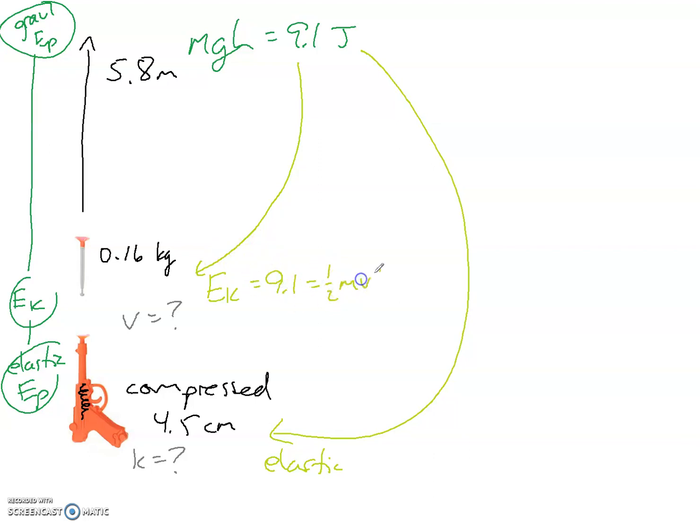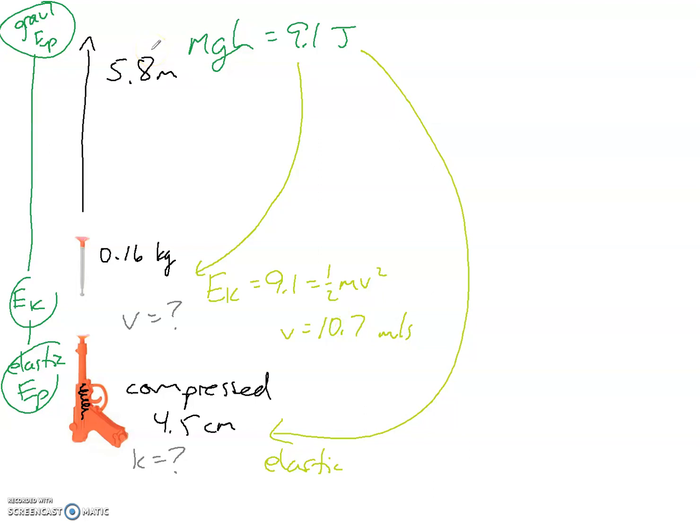That has to be equal to 1/2 mv squared. I know the mass of the dart, I know the kinetic energy, so I can easily piece this together. And do not forget to square root your answer when you get it, otherwise it's not going to work out very well. So I get a speed of approximately 10.7 meters per second. So this thing fired out at around 10.7 meters per second and then went the height of 5.8.